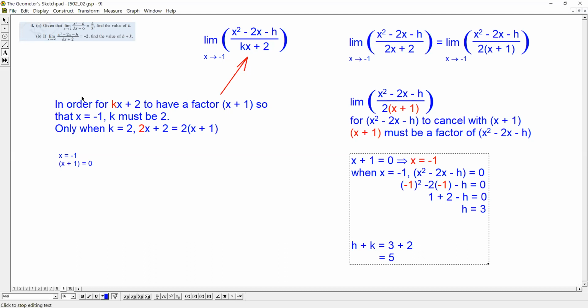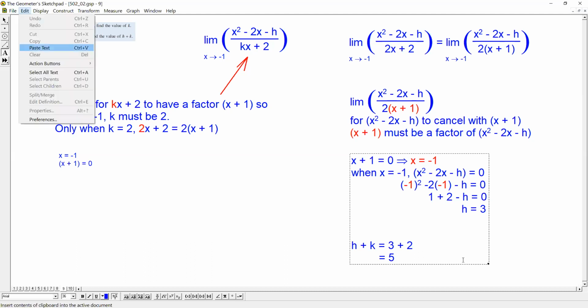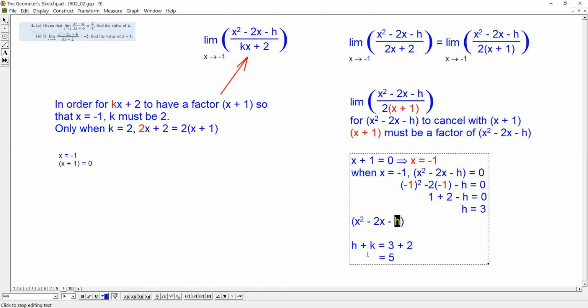Then I paste it here. Now I know that h equals to 3, so I put there 3 because I found out the value of h to be 3. Okay, then make it red color. So one of the factors is x plus 1. What is the other factor? x minus 3.